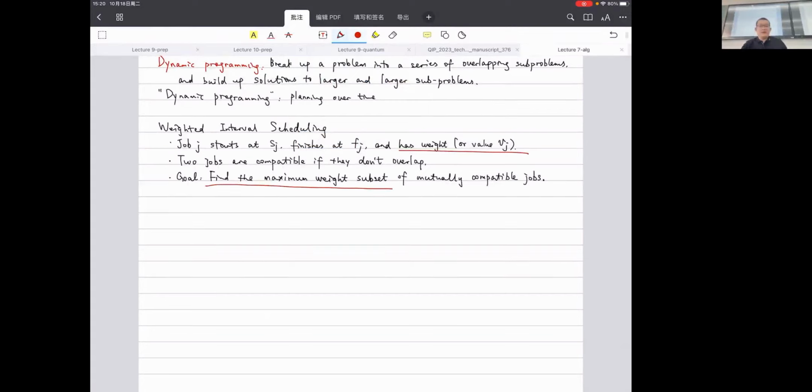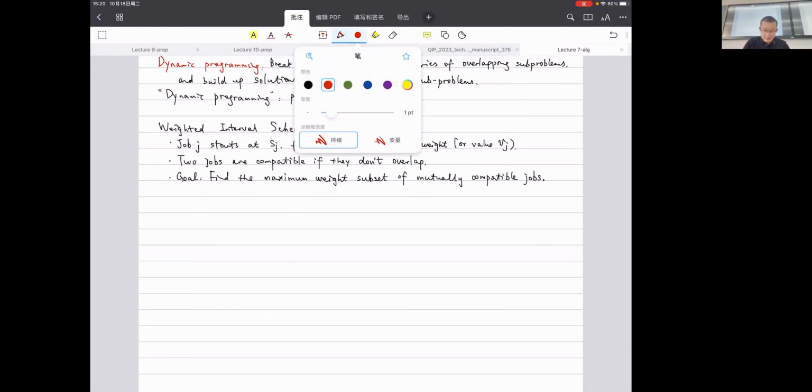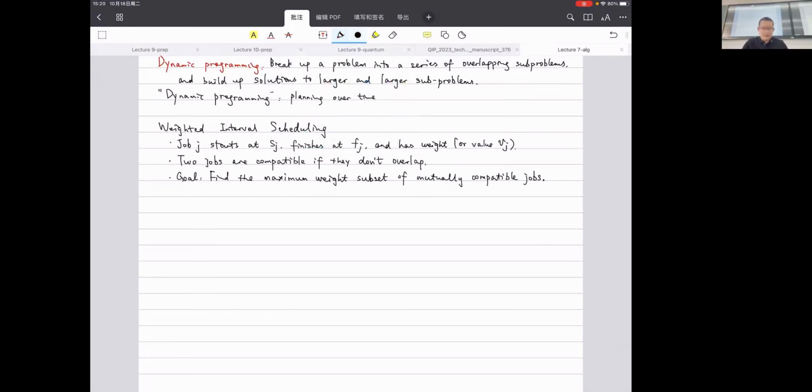For the unweighted version, if the weight of all the intervals is exactly one, this is just equivalent to finding the largest number of intervals that don't overlap, or that are mutually compatible. So here we consider a more advanced version that allows the intervals to have weights. In general, we want to think about how we can give a good algorithm for solving this weighted interval scheduling.